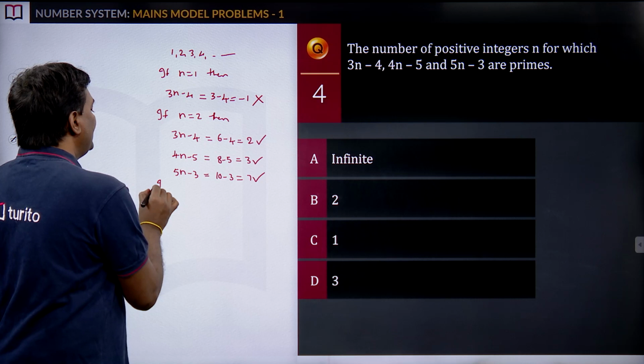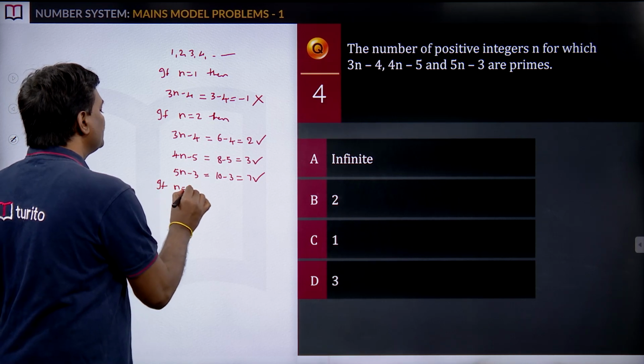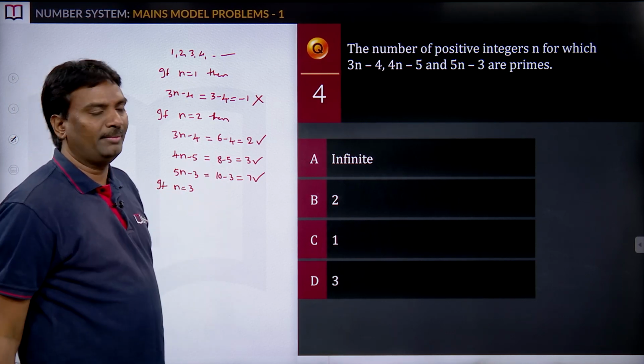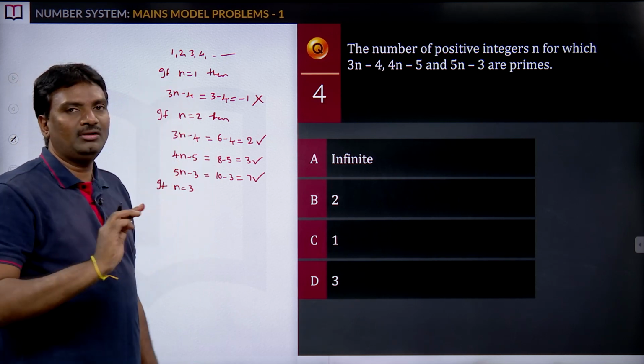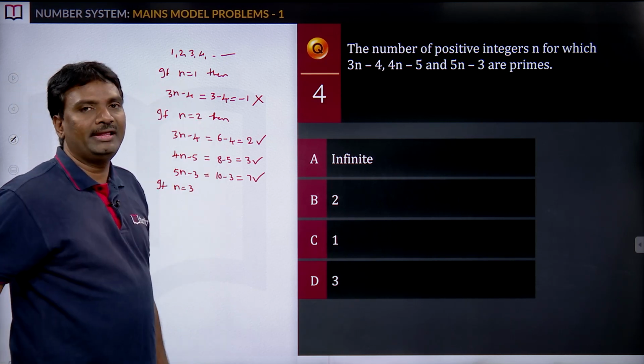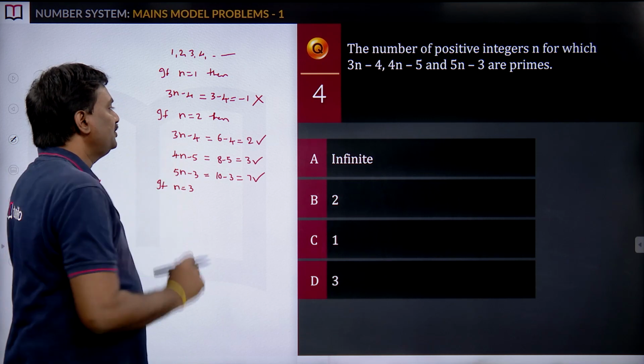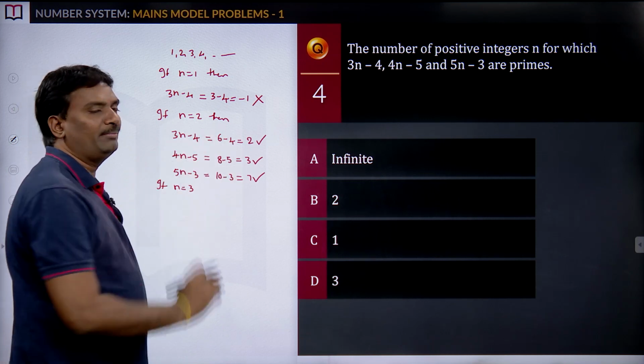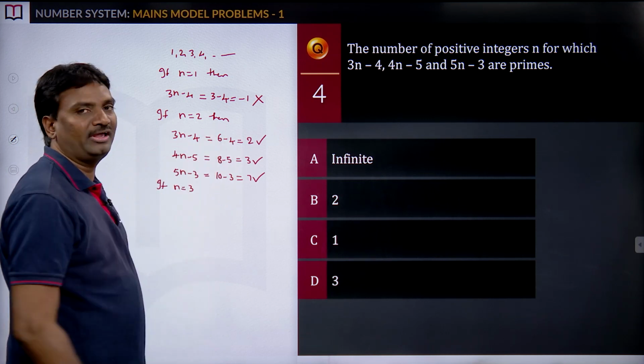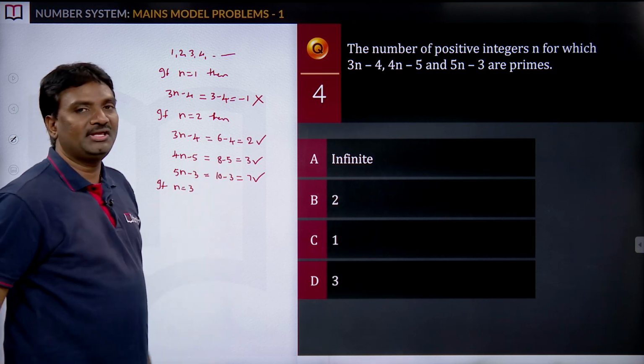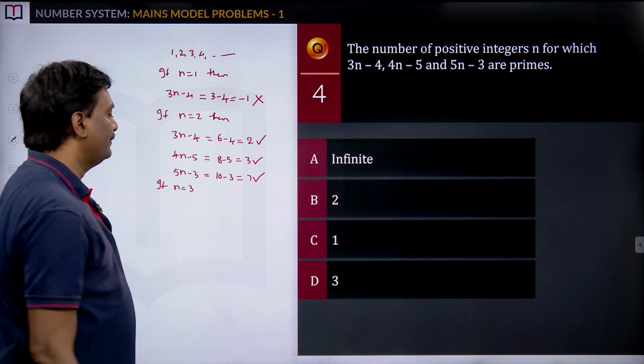Similarly, just I am checking some numbers. Already I have taken n equal to 1, we have not gotten it, that is why you can eliminate n equal to 1. Next, if you take n equal to 2, we got 3n minus 4 equal to 2, 4n minus 5 equal to 3, 5n minus 3 equal to 7, all these numbers are prime numbers.